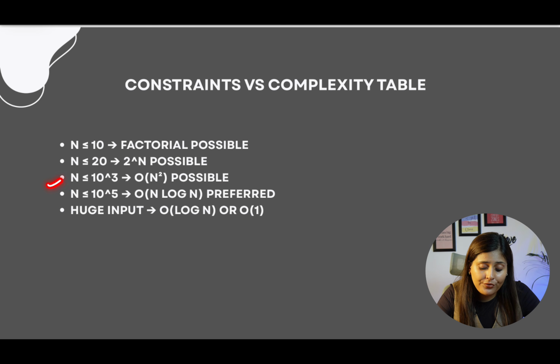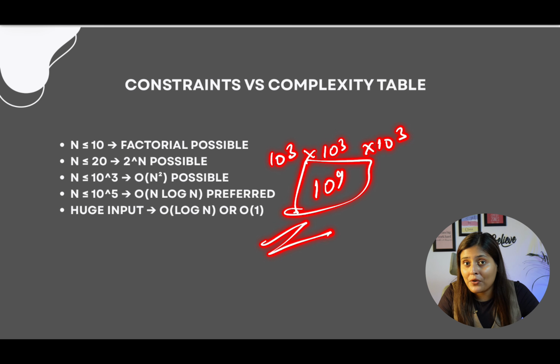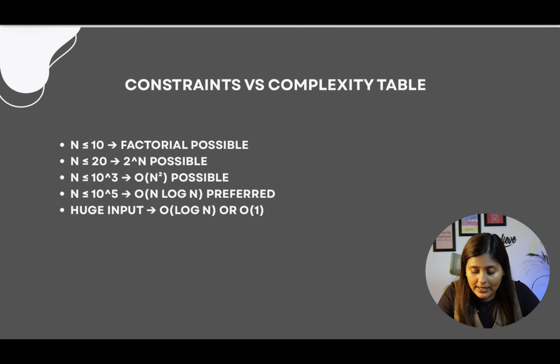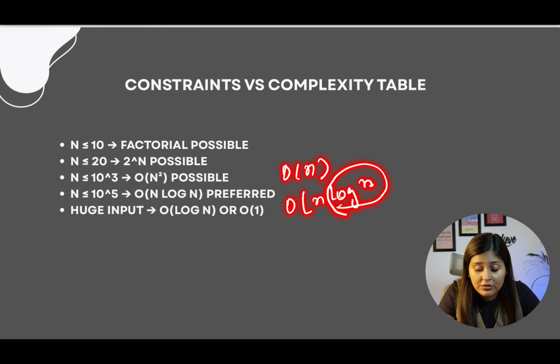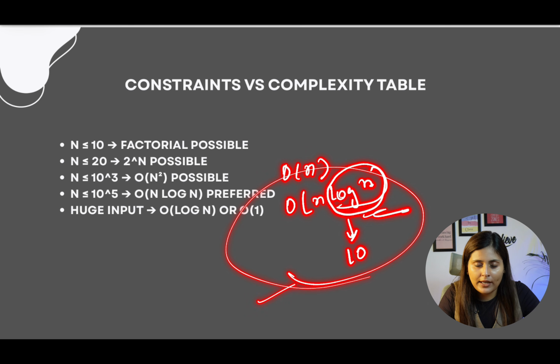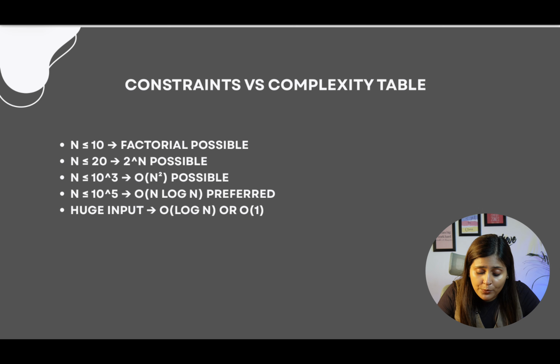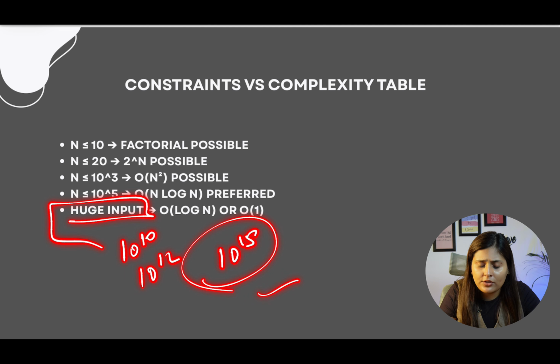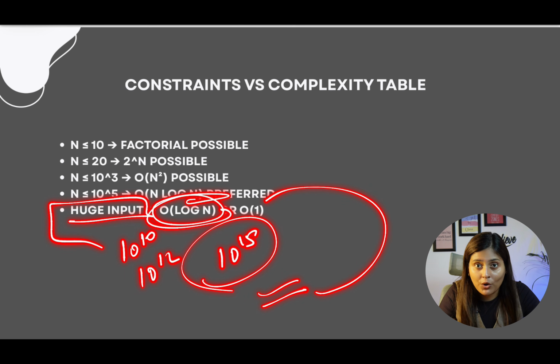then you can think of a recursive approach. Now, if your n is 10 power 3, you can think of n square, not n cube. Why? Because 10 power 3, 10 power 3, 10 power 3, n cube will become 10 power 9, and you know 10 power 9 will give us TLE. Now, if your constraint is 10 power 5, obviously n square will fail. You can think of O of n or O of n log n, because I just showed you how 10 power 3 has been reduced to just 10 because of this logarithmic, okay. So hence O of n log n will also be safe in this case. But if your input is so huge, suppose 10 power 10 or 10 power 12 or 10 power 15, you can directly think of applying what? N? No, logarithmic of n.